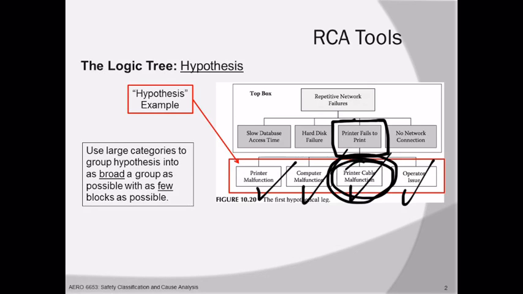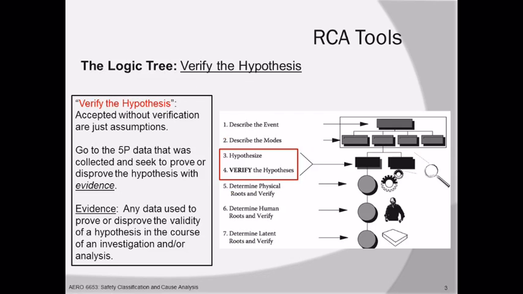Now that we've identified different hypotheses through asking the question, how could the mode have occurred, now we have the investigative task of verifying the hypotheses. How do we do that? We do that through the evidence that we gathered in the data collection phase. The 5 P's. The parts, position, people, paper, paradigms. With evidence, we actually end up proving or disproving the hypothesis.